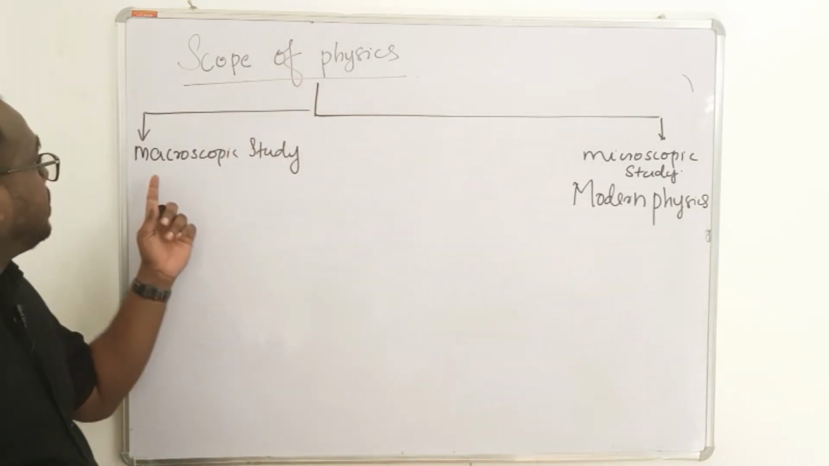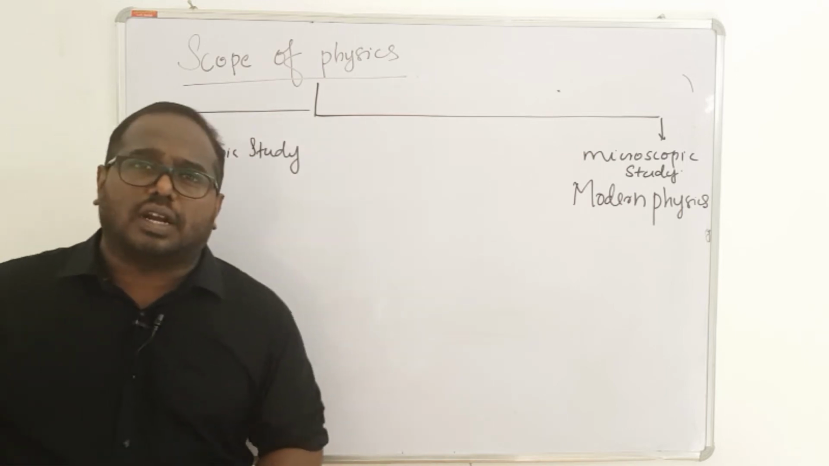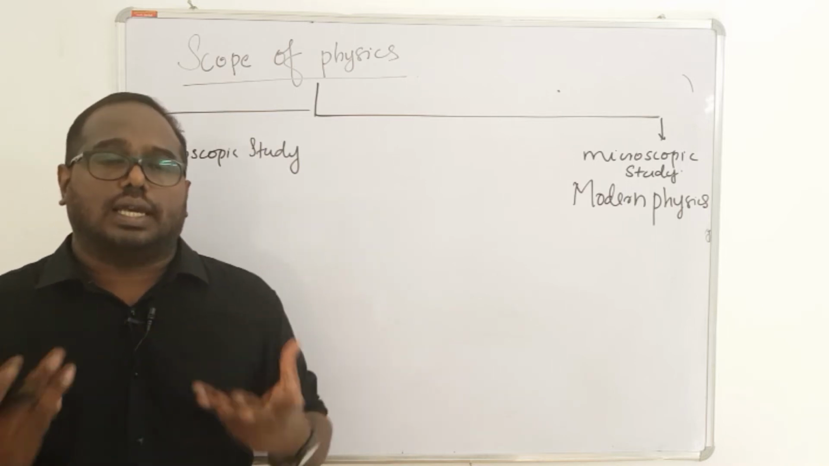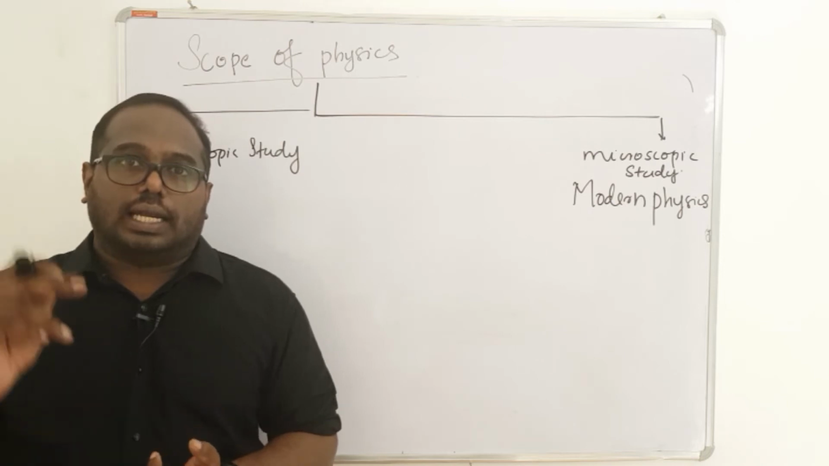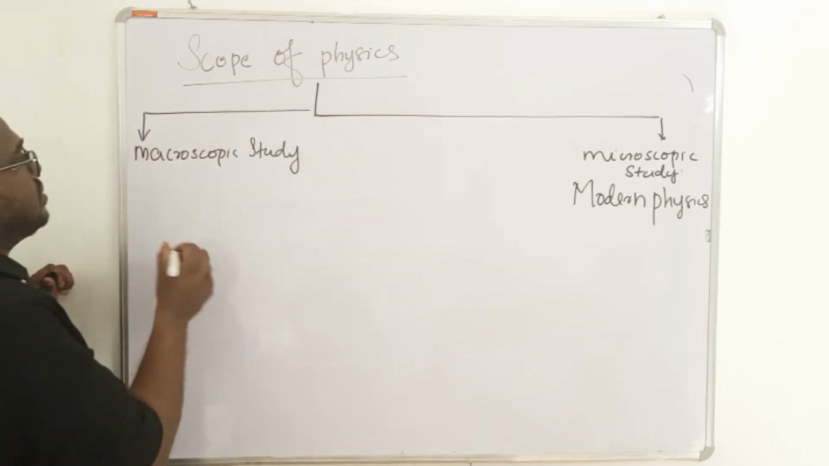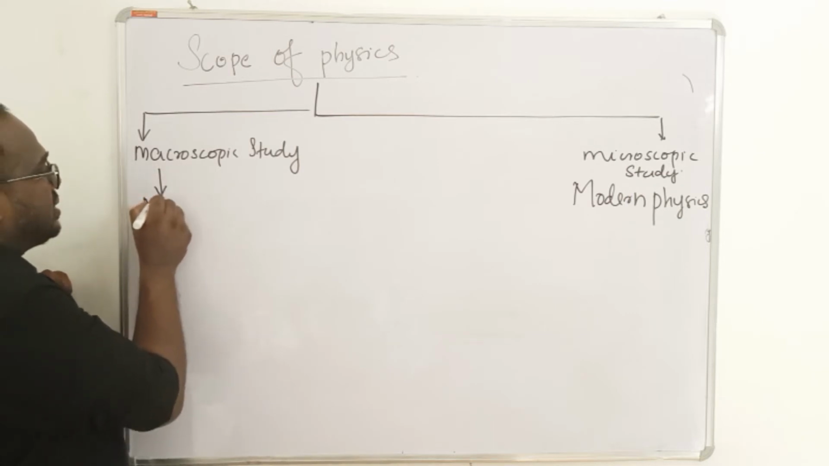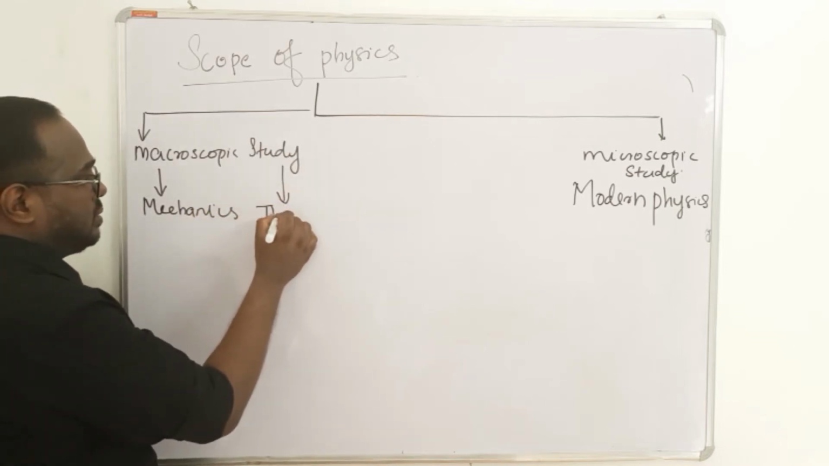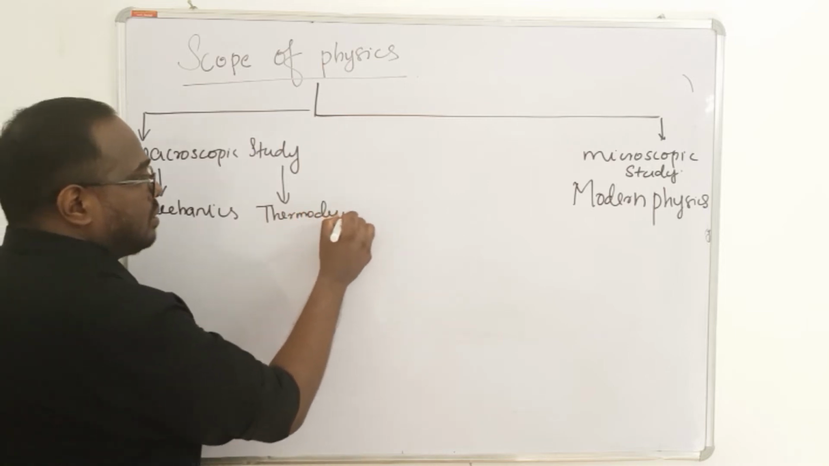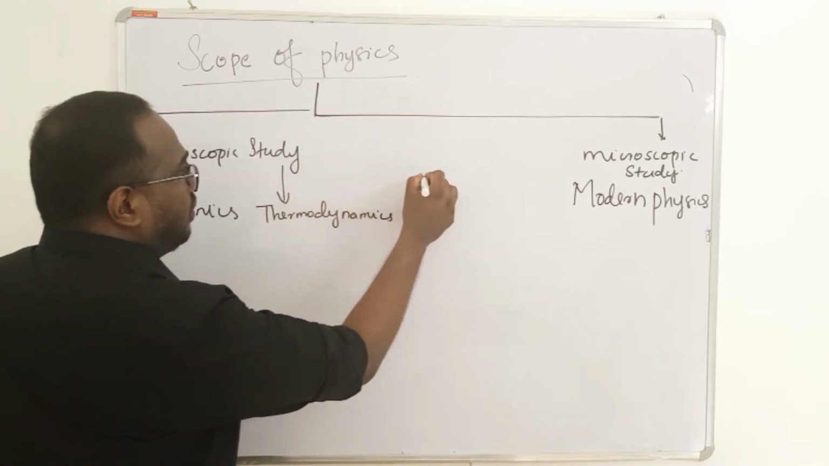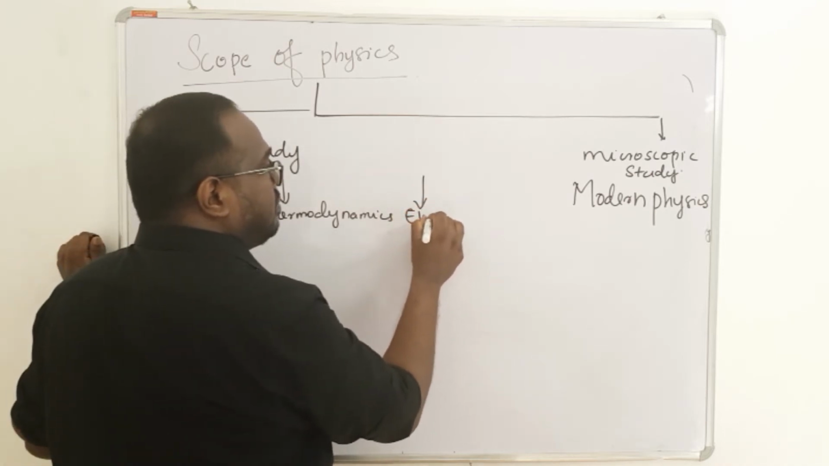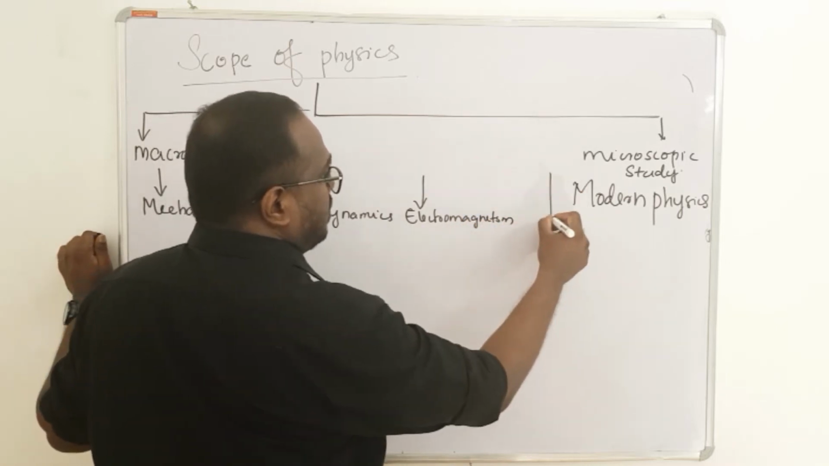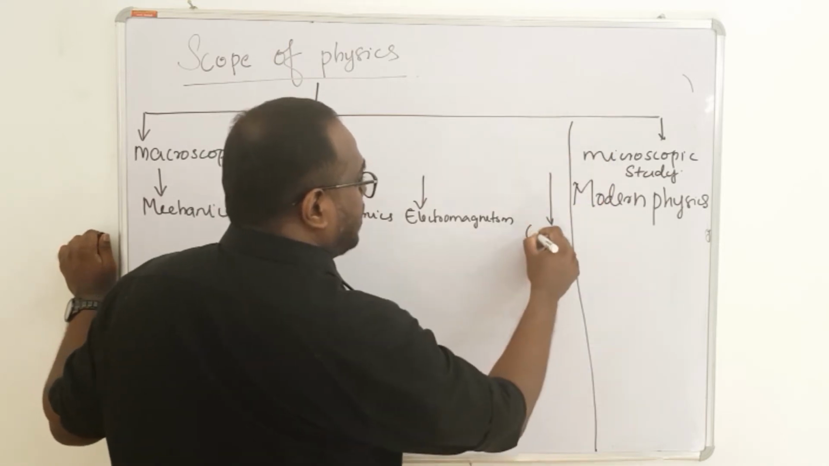Then macroscopic study. In macroscopic study, we won't go into the microscopic level of the object. We will consider the object as it is and we will study the behavior of the object. It again can be divided into one, mechanics; second, thermodynamics; third, electromagnetism; fourth, optics.